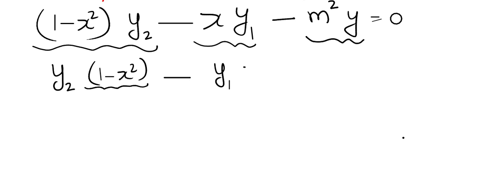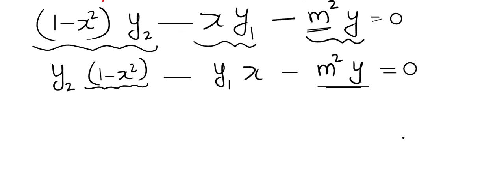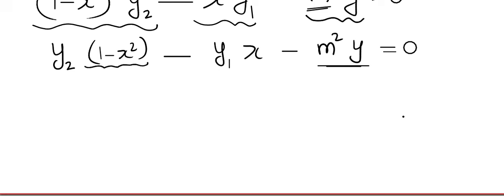Minus y1 into x minus m squared into y. Now look at this. This is a constant and this is y, and the derivative will be m squared into yn. So we are not going to apply Leibniz theorem for the last term. Now in your exam paper you should write applying Leibniz theorem term by term.